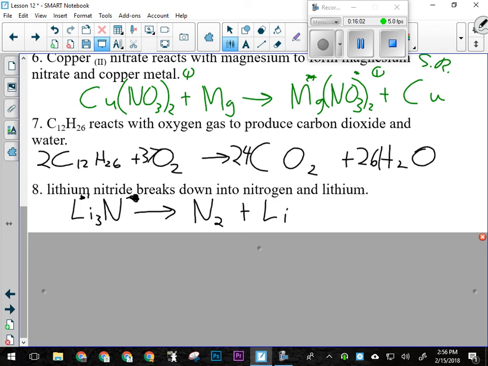All right, usually we start with the biggest number, but if I do that and just put a 3 over here, I'm going to have to change it right away because there's a 2 on my nitrogen. So I'm going to start with the nitrogen instead and put a 2 here to balance my nitrogen. How many lithium does that give me? 6. And then we're done. Okay? And of course we would write that this is a decomp reaction.